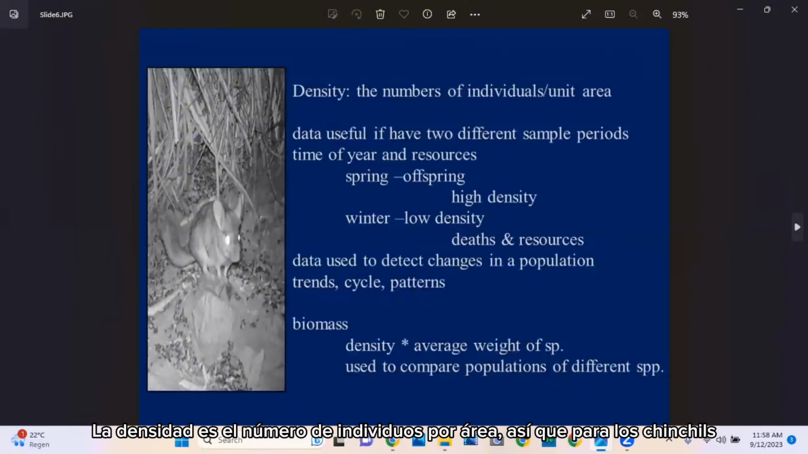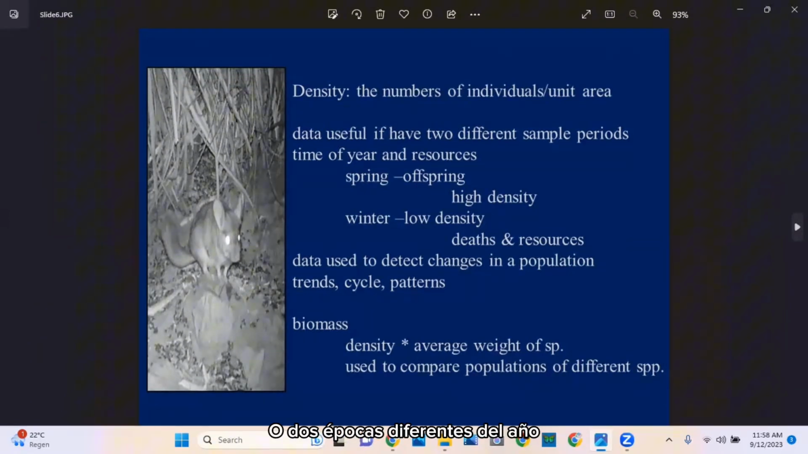Density is the number of individuals per area. So for chinchillas, we say so many animals per unit area, per hectare, because we measure in hectares down there in Chile. Data is useful if you have 2 different sample periods or 2 different times of the year. So if you take the density of the animals during the spring and then the density of them during the winter, you're going to see that you have more animals per hectare, 2.4 during the spring, we'll say, and 1.7 during the winter.